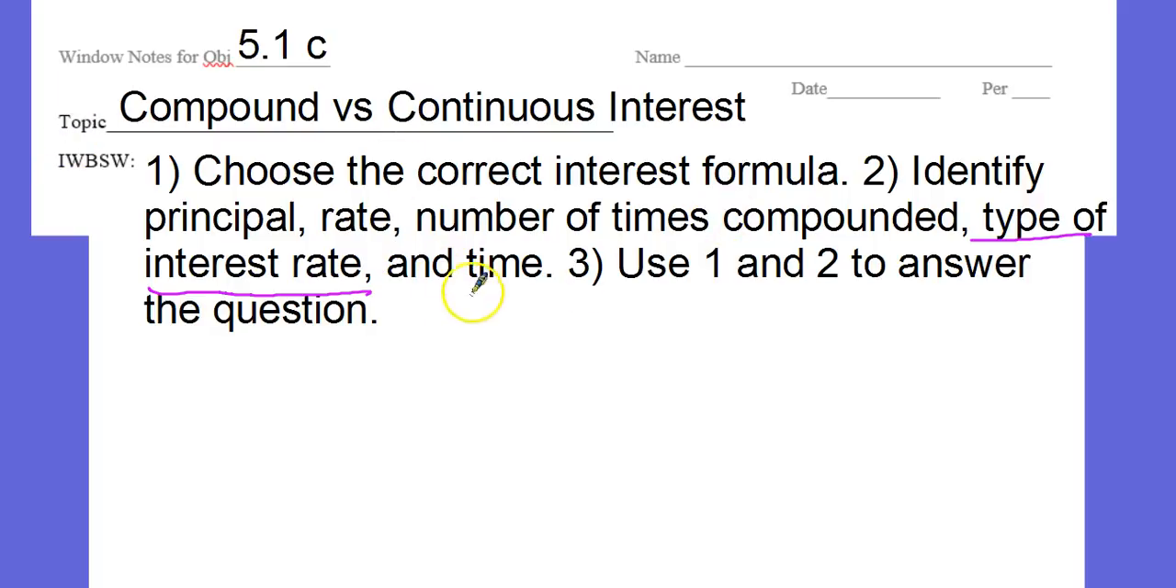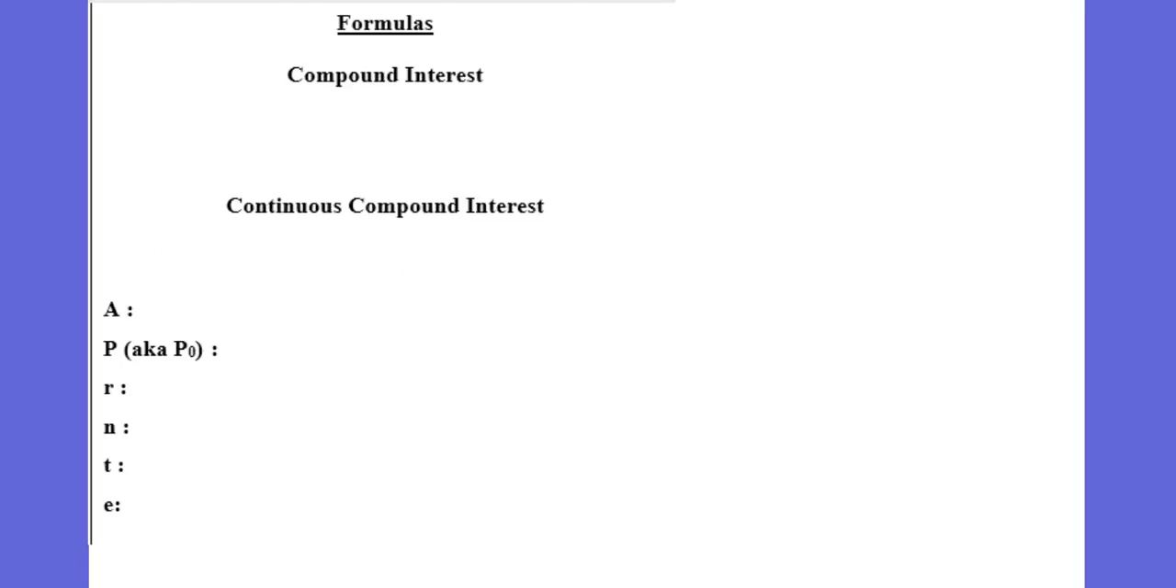Okay? And time. We also have to be able to identify time. And then you use objective 1 and 2 to answer the question. Here we go. Formulas that you need that are going to expedite this process. You've already been through the painful process of doing it step by step, month by month. It looks like this. A is equal to P, capital P, times the quantity of 1 plus the rate over the number of times compounded.